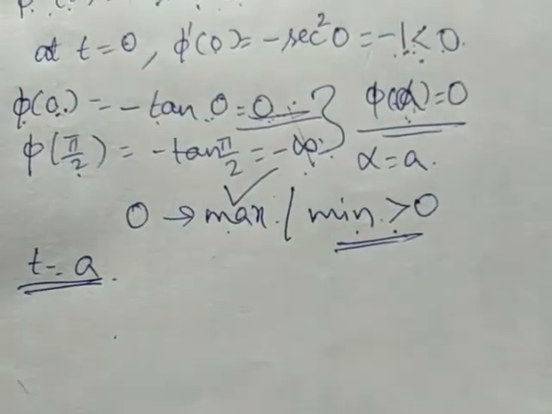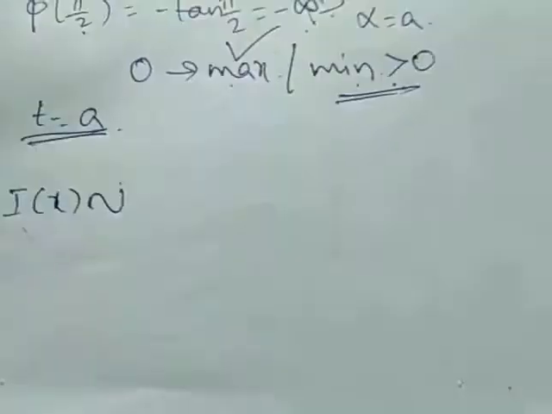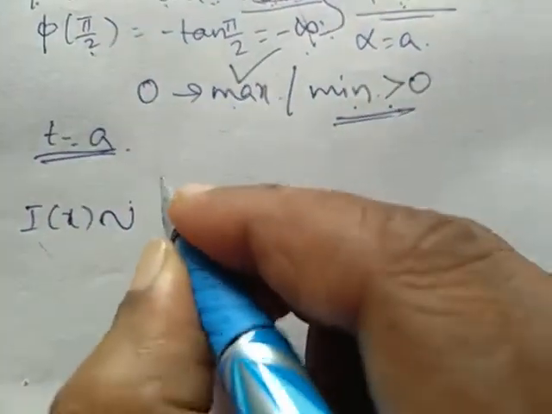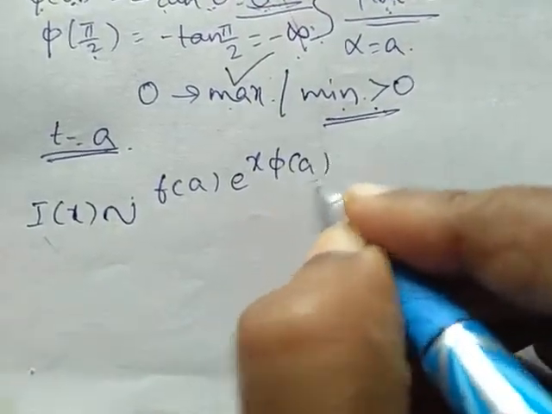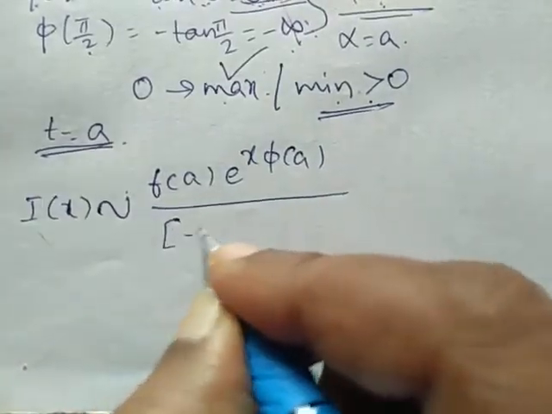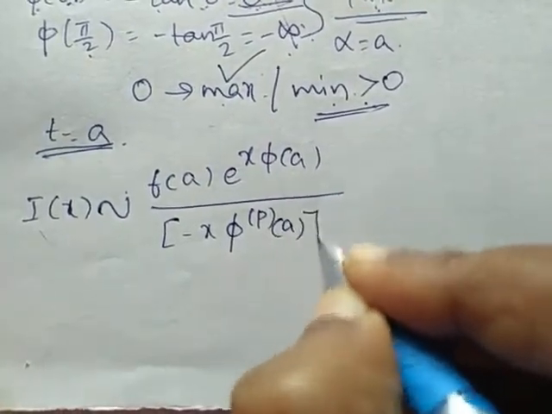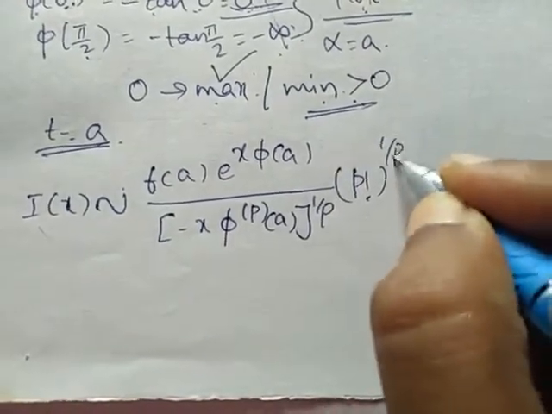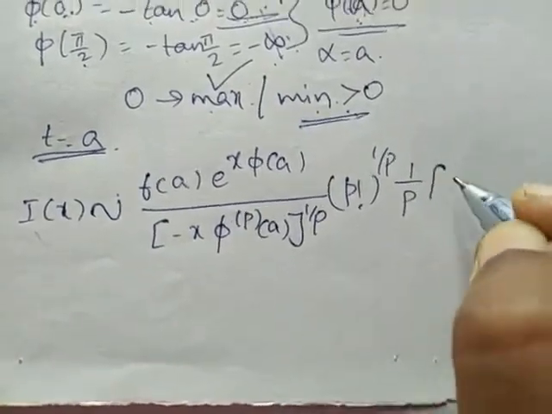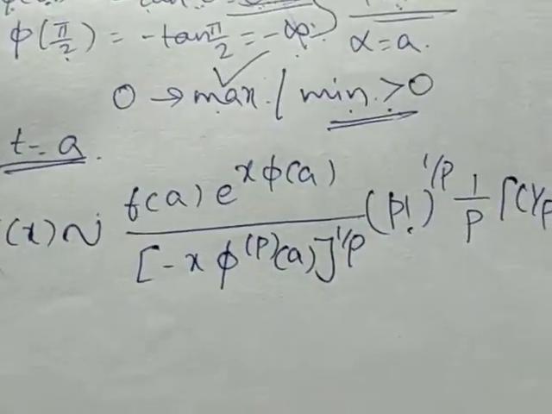What is the general solution for the second case? I of x comma epsilon is asymptotic to f of a e power x phi of a times, the quantity minus x phi of p of a, to the power 1 by p, into p factorial to the power 1 by p, into gamma of 1 by p. This is the general solution for the second case.